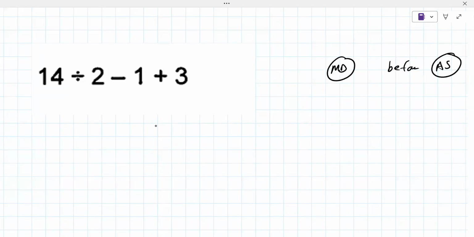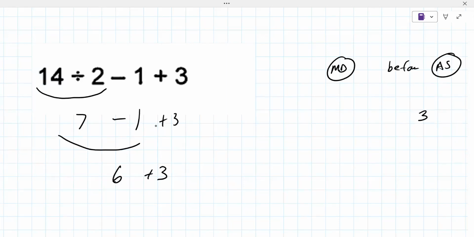Would it be 3? Take a look. What is 14 divided by 2? 7. 7 minus 1 plus 3. So you subtract. What is 7 minus 1? 6. Plus 3, 9. 9.